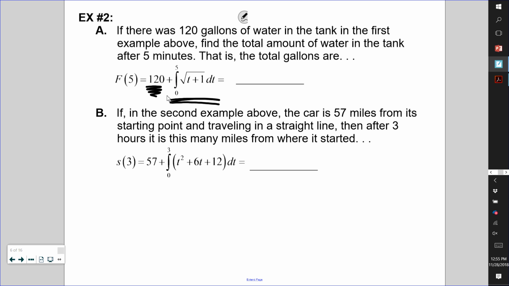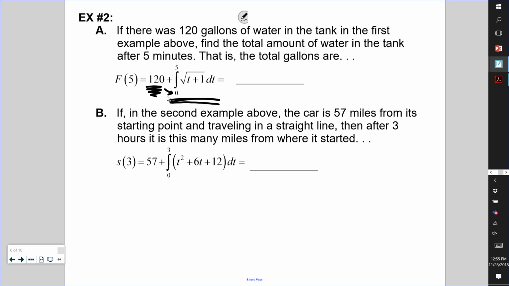It could have been, they could have said, after 2 minutes, there's 120 gallons. And then how much water is there after 5 minutes? You do 2 to 5 if they said in 5 minutes total, or if they said in the next 5 minutes, it'd be 2 to 7. But so it's whatever value you have up to that point, then plus all the rest of it, okay?